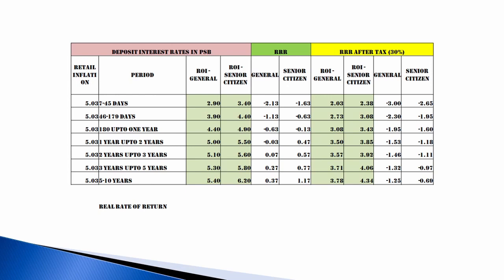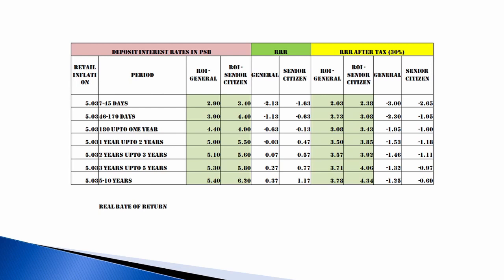You can see in the table, for the first slab it was 2.9%, 3.4%. Different slabs have different interest rates. Now the RRR, real rate of return. Inflation was 5.03%, but if you are getting 2.9%, it is minus 2.13%, a negative rate of return.